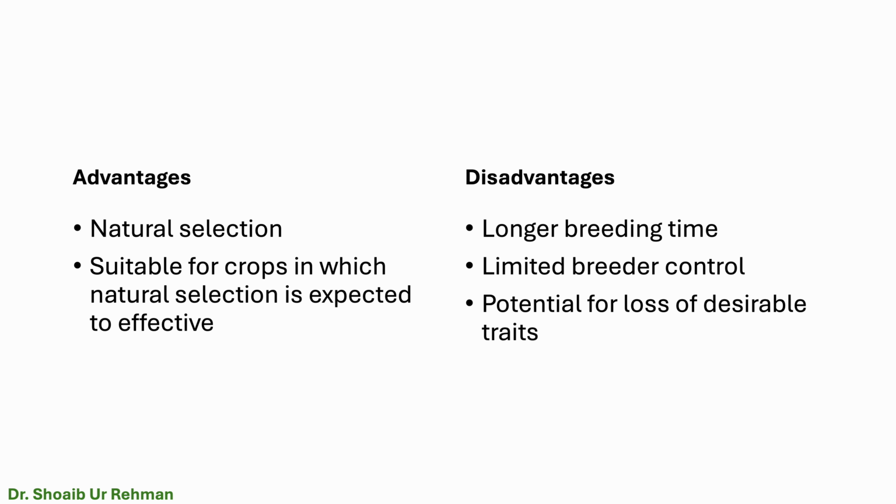Normally, in Pakistan, we follow the bulk method or the pedigree method for the development of a wheat variety or other plants as well. I hope you have learned something from this lecture. And in the next lecture, we will be discussing the other two procedures, which are the pedigree procedure and the back crossing method. Thank you.